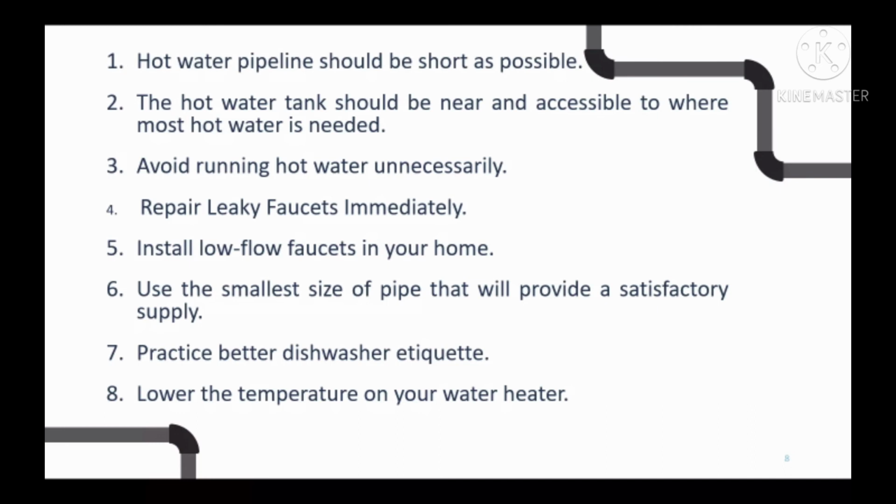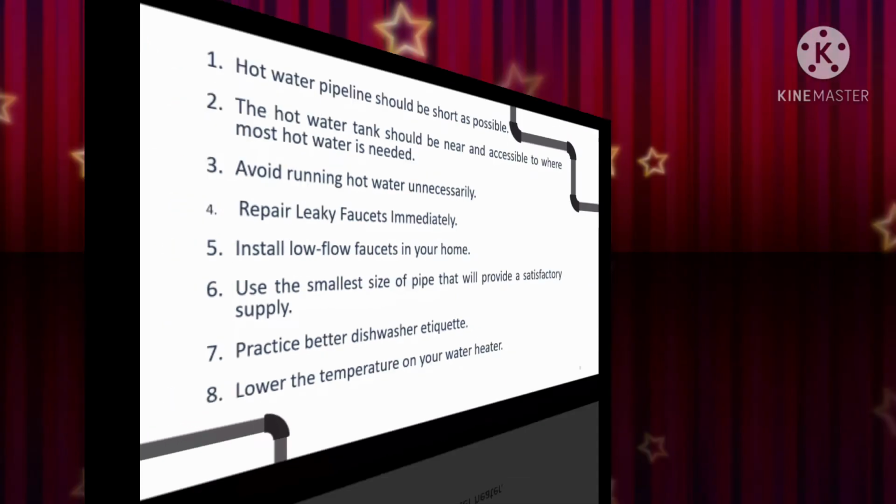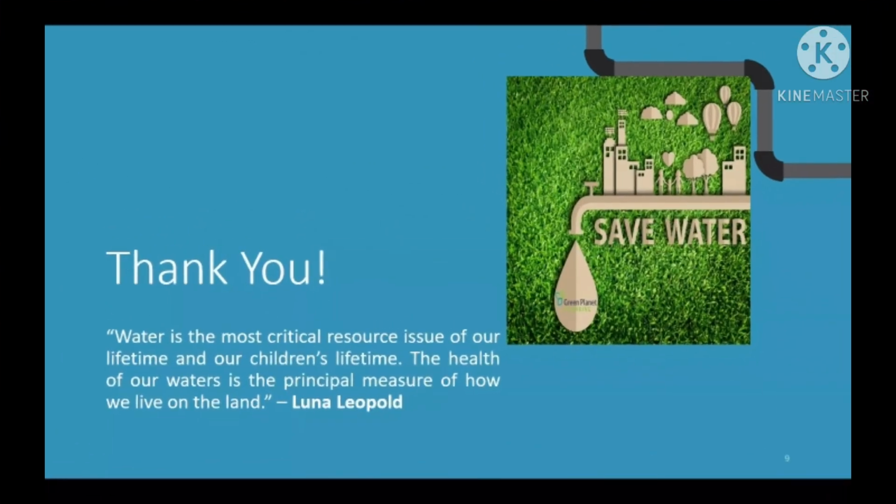7. Practice better dishwasher etiquette. Did you know that if you don't pre-wash your dishes before placing them in the dishwasher, you can save up to 15 gallons of water per dishwasher load? 8. Lower the temperature on your water heater. Though many manufacturers automatically set water heaters to 140 degrees, the average household only needs it to be set at 120 degrees Fahrenheit to stay comfortable.